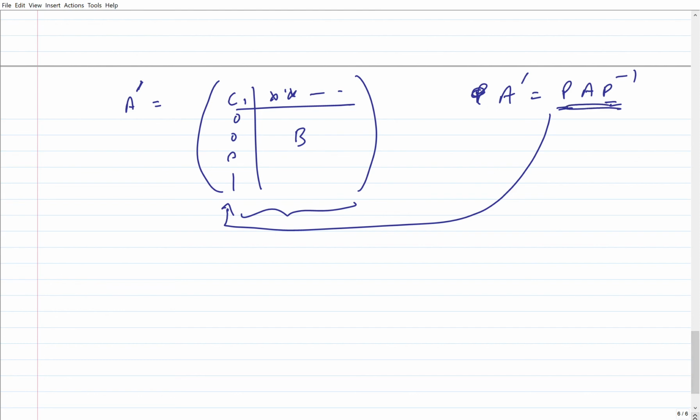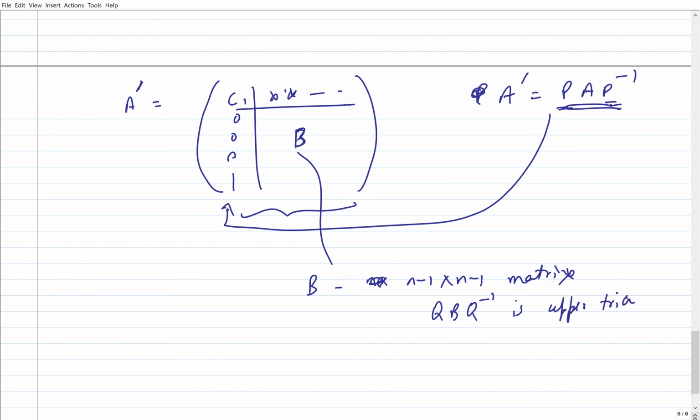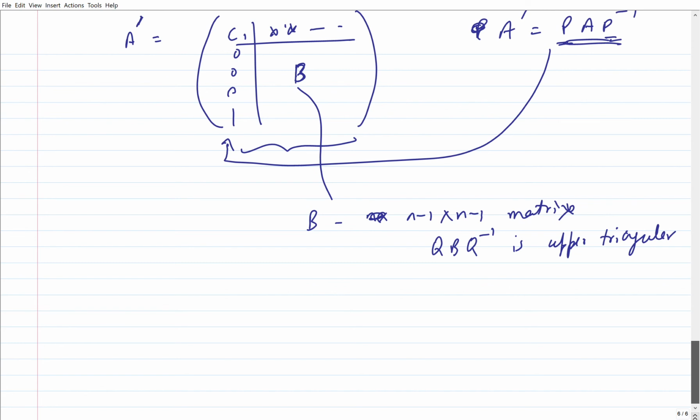I can show this to be an upper triangular matrix using induction. What I can do is imagine that B is an n minus 1 by n minus 1 matrix such that QBQ minus 1 is upper triangular. Now it boils down to proving by mathematical induction: we show it for n minus 1, assume it for n minus 1 and prove it for n.